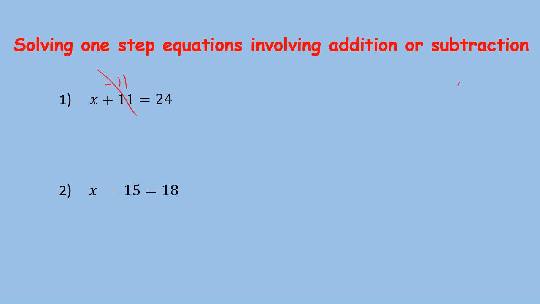As shown in the previous slide, the equation needs to be balanced like a seesaw. So whatever you do to one side of the equal sign needs to be done to the other side of the equal sign. So we will also subtract 11 on the right side of the equal sign. 24 minus 11 equals 13. This will leave us with x equals 13.